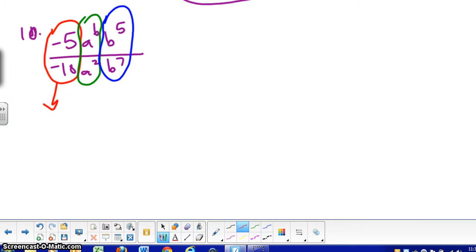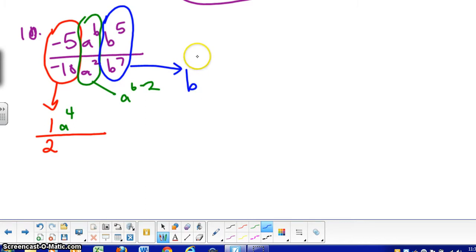Negative 5 divided by negative 10, well, we know negative divided by negative is a positive, and then 5 over 10 reduces to 1/2. So I'm going to go ahead and get my fraction bar set up. Okay, and then the next one, green, we have is a to the 6 minus 2. So that's going to be a to the 4th. And all of your answers, when you subtract them, all your answers will be in the numerator.